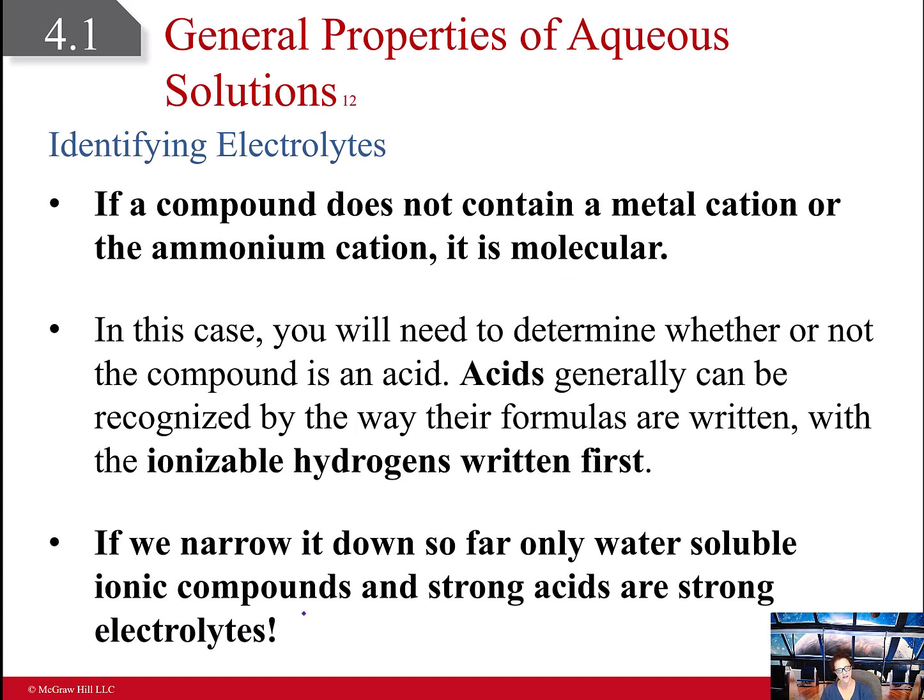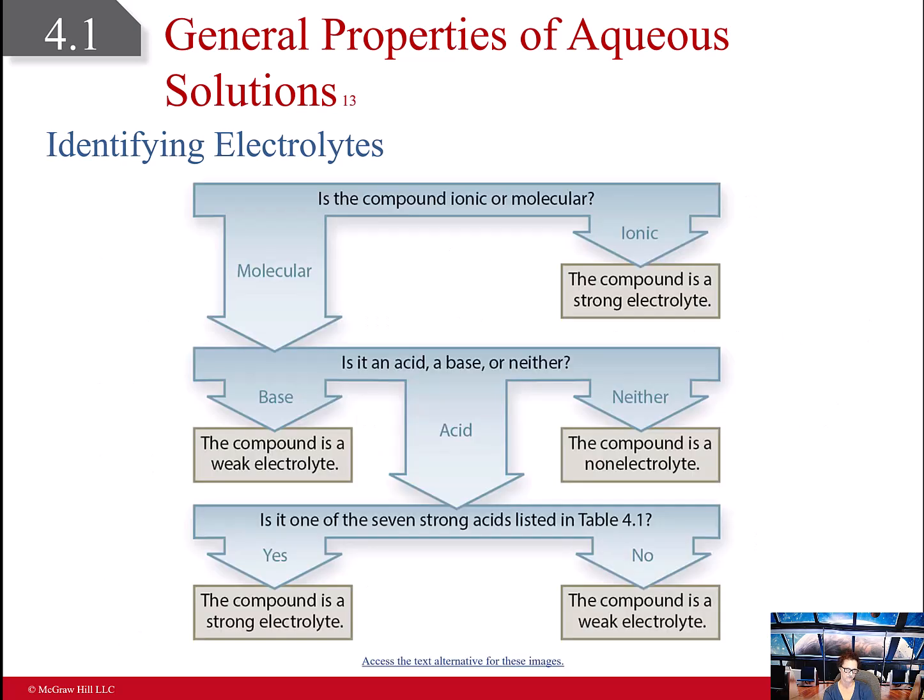If it does not contain a metal cation, or it's not the ammonium cation, it must be molecular. And so in this case, you have to figure out, is it an acid? If it's a strong acid, it will probably be a strong electrolyte. So what we've seen so far is that very soluble ionic salts are going to be strong electrolytes, and strong acids are going to be strong electrolytes. And this is just a flow chart showing you where that logic tree is.